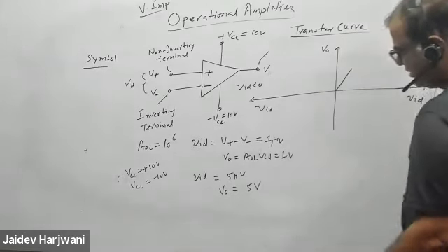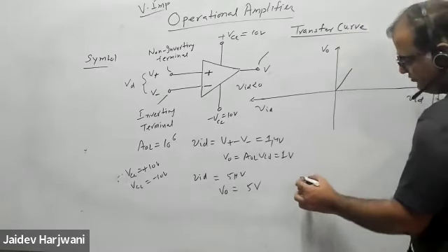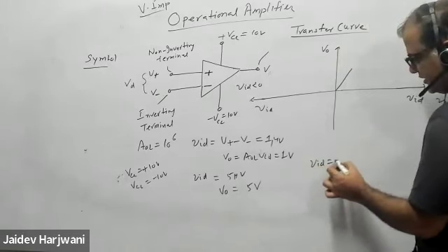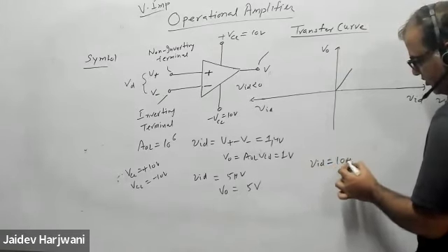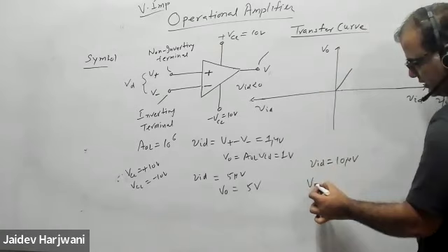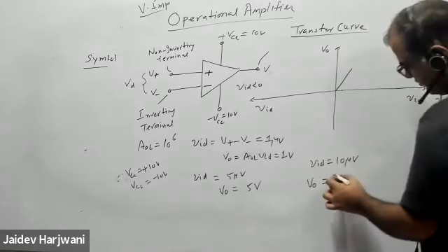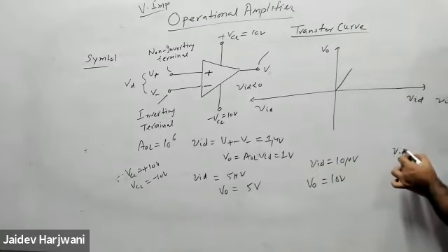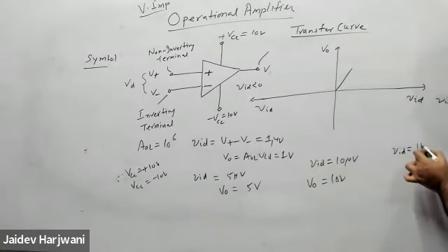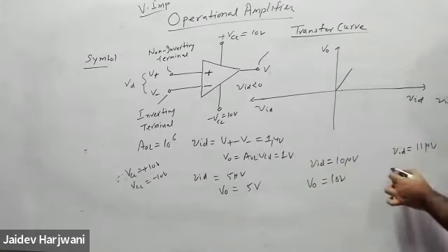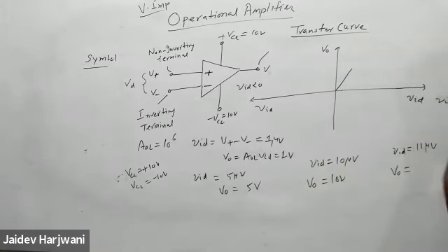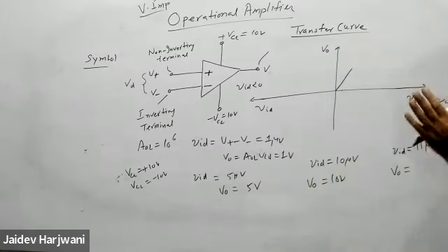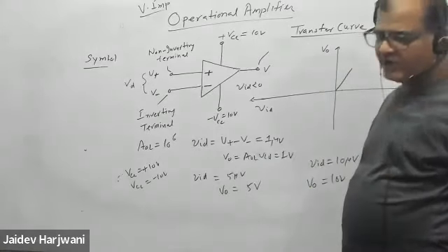Now what about if I apply difference VID is 10 microvolt? What will be the output? 10 volt. 10 volt, very good. Now second time, say I'm applying 11 microvolt. What will be the V output? Tell me now. Again, it is 11 volt? It will be 10 volt. It cannot be 11 volt.